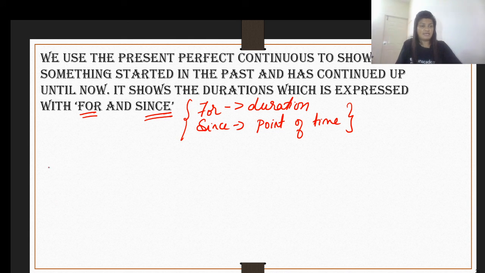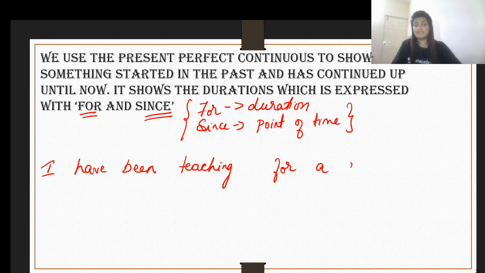Examples, let us say I take the example of I have. When we use the subject I, we use have. And because we are talking about present perfect continuous, we use I have been and then verb with ing. I have been teaching for a decade. Full stop. I have been teaching for a decade.